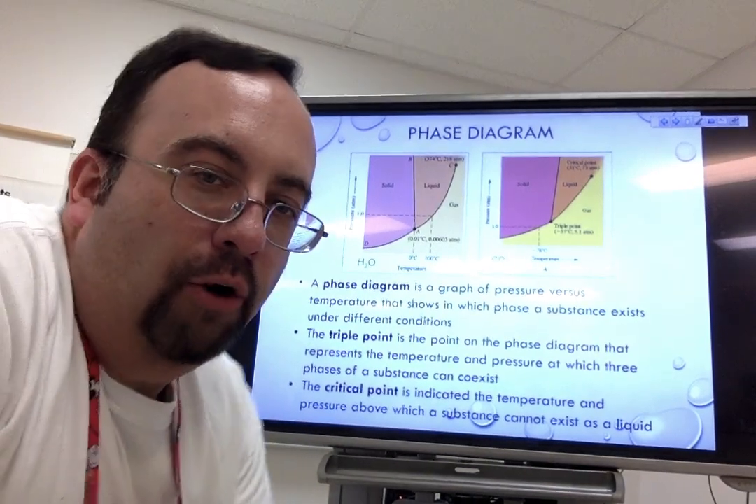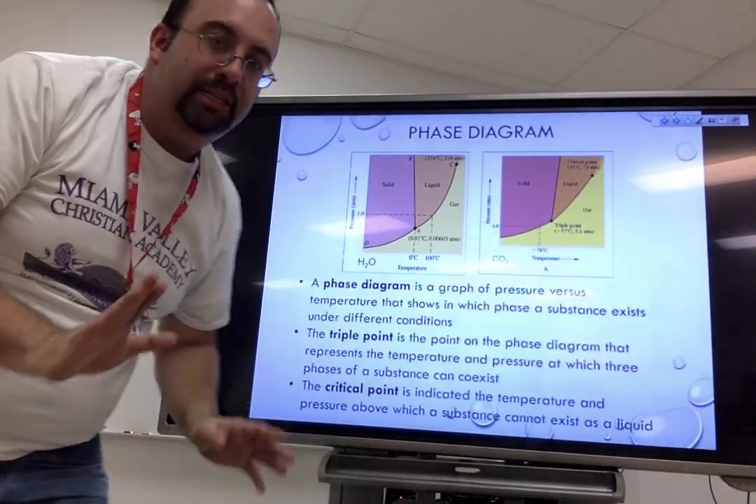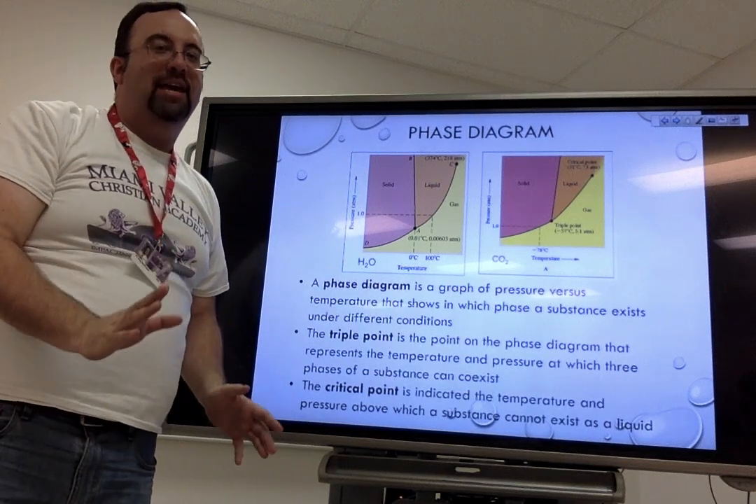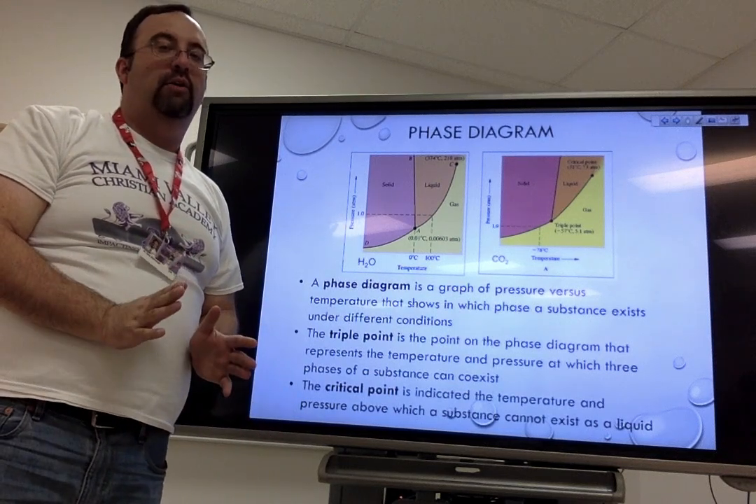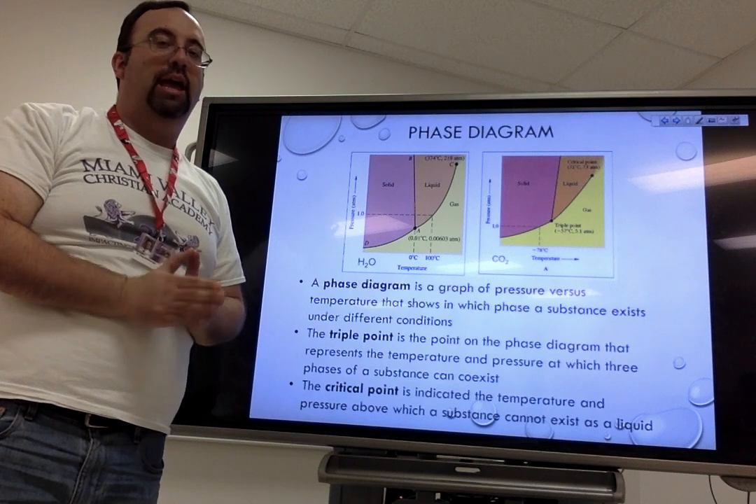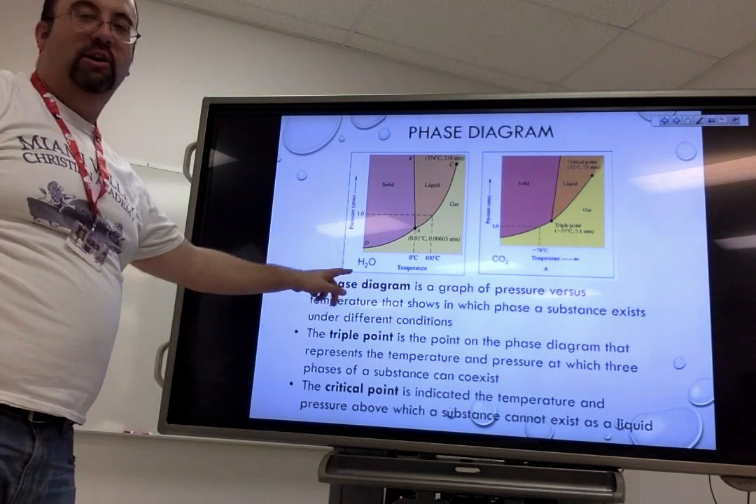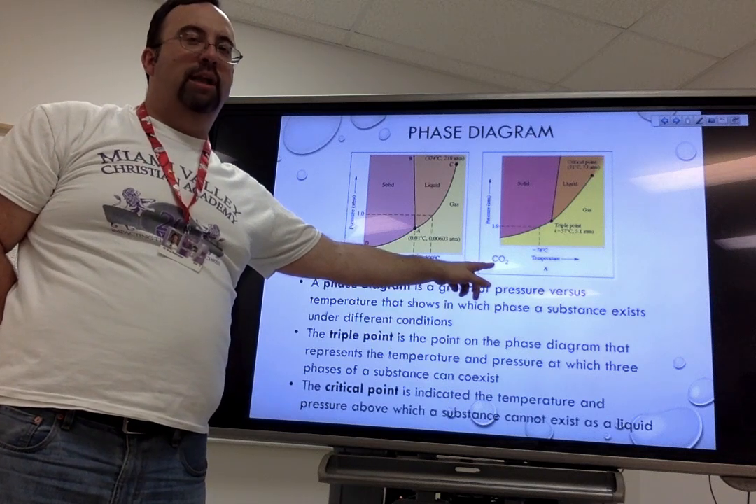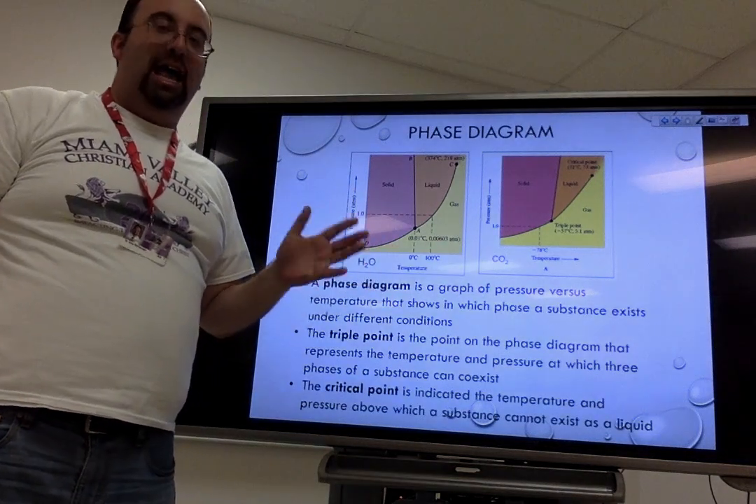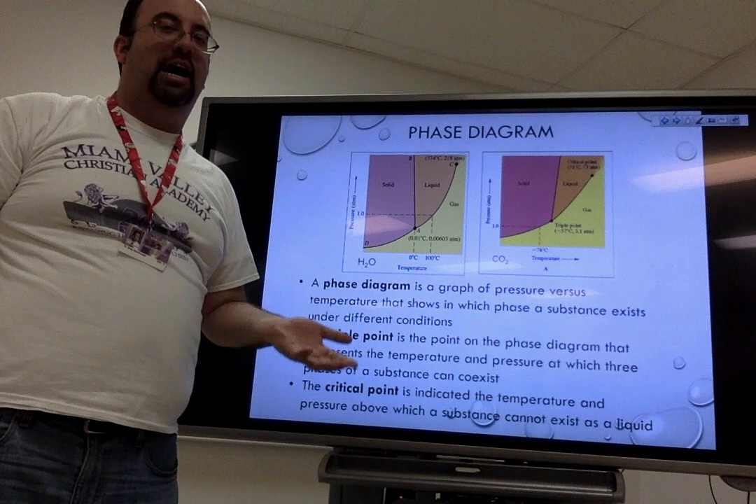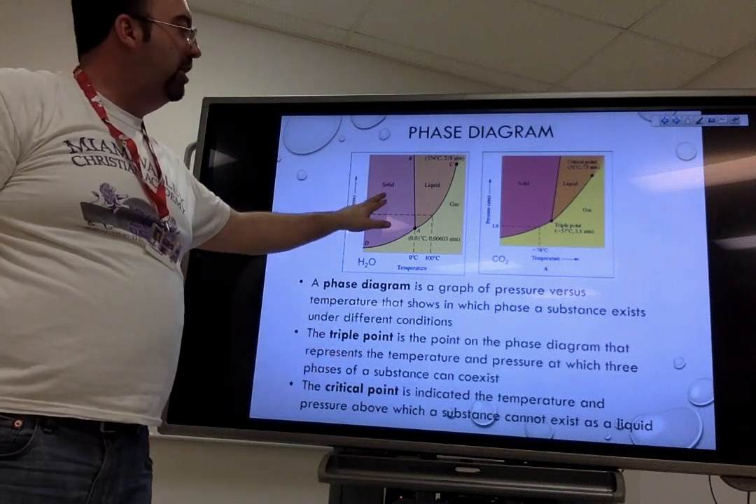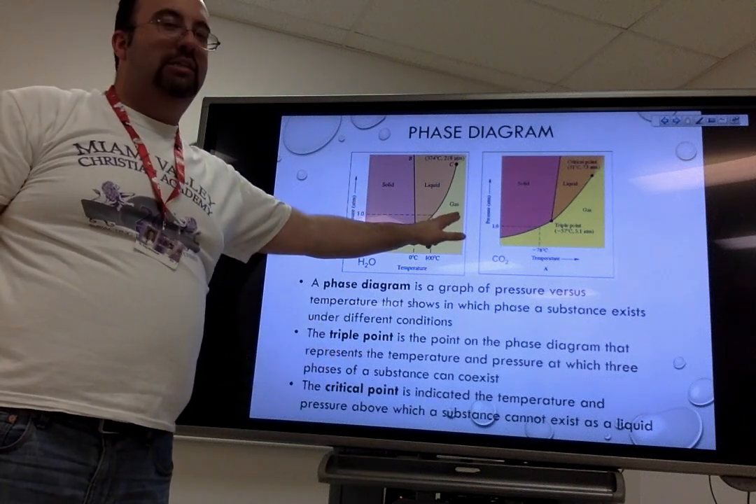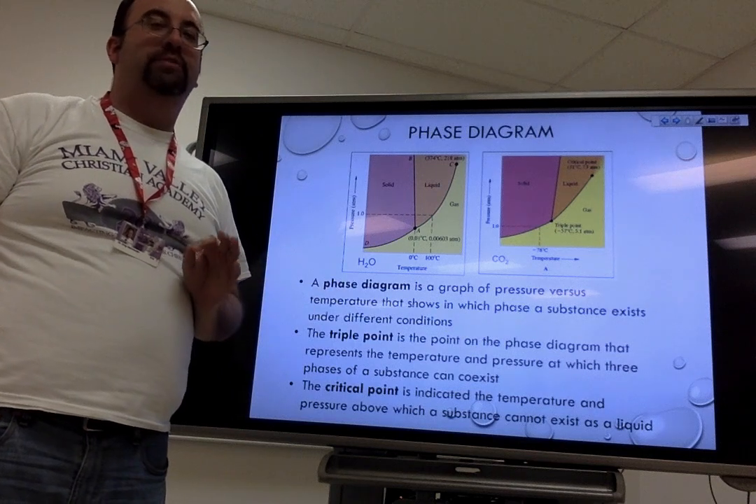All right, our last topic for today, we're going to take a look at a phase diagram. A phase diagram is specific to a different material. On the left here, I have one for water. On the right, I have one for carbon dioxide. As the name might suggest, a phase diagram contains solid, liquid, and gas. And there are also a couple of other points of interest I want to point out.